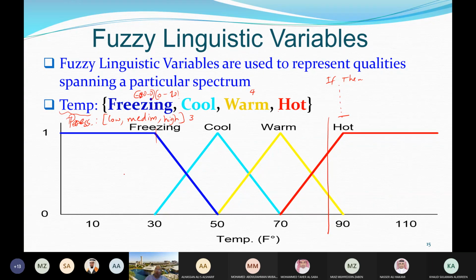And you take all the possibilities. If freezing and low, freezing and medium, freezing and high, cold and low, cold and medium, cold and high, warm and low, warm and so on. So 12, yeah, 12 rules, right? So you can write 12 rules here.